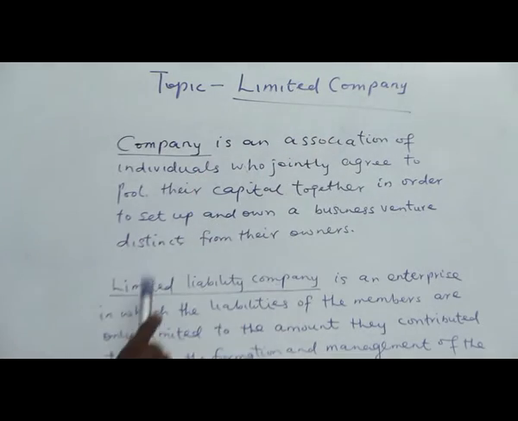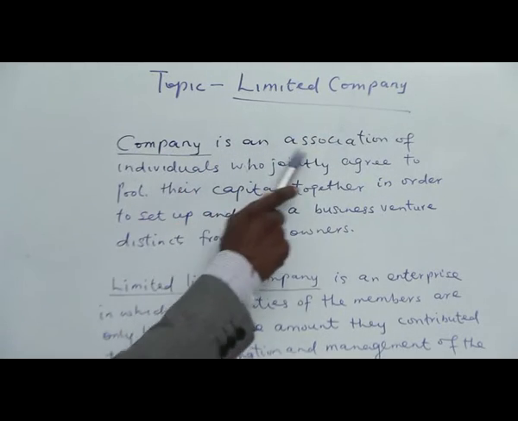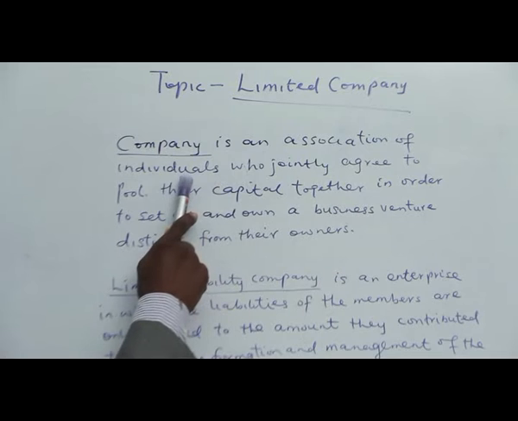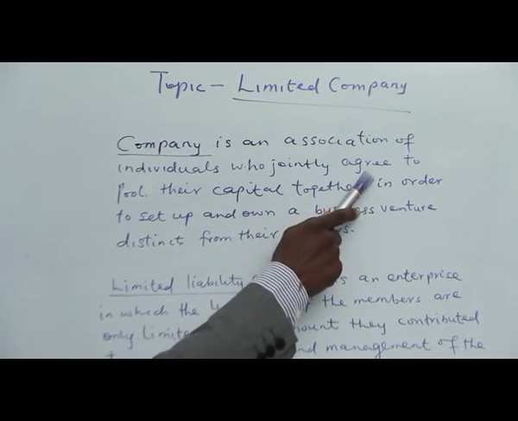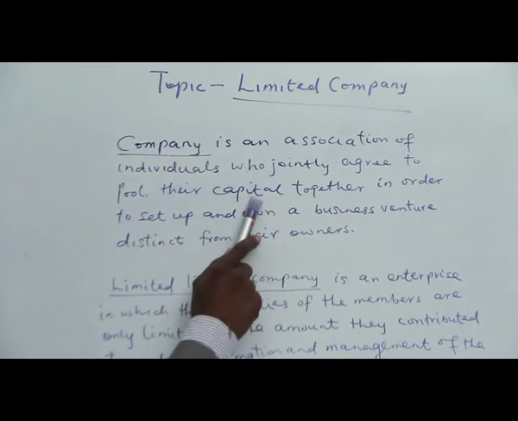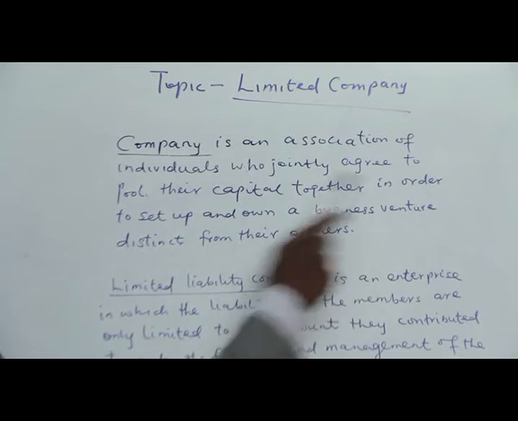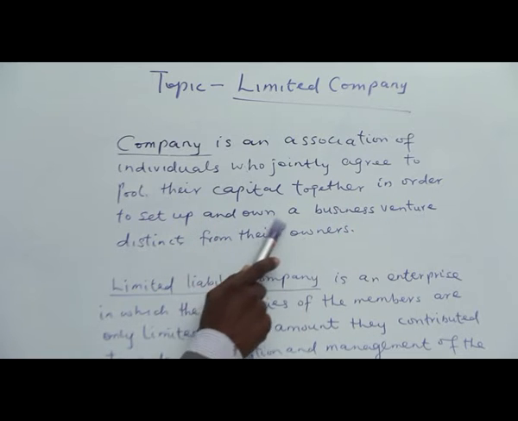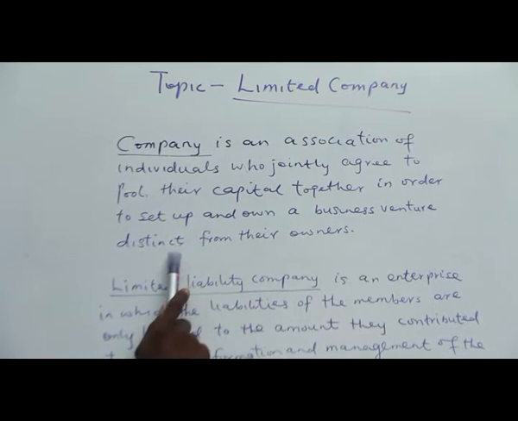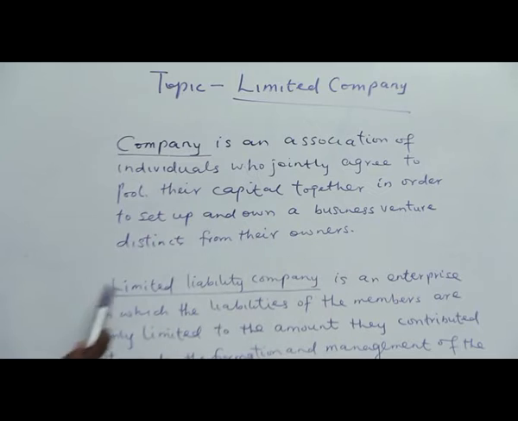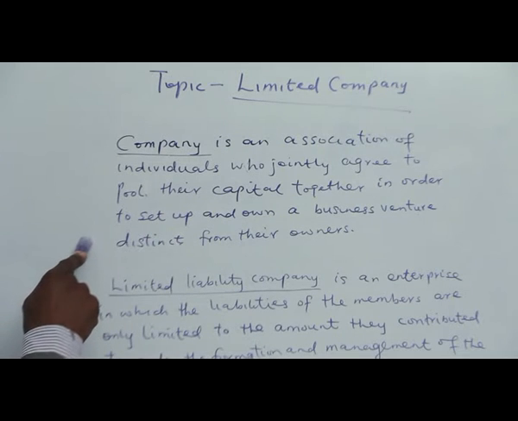Company is an association of individuals who jointly agree to pool their capital together in order to set up and own a business venture distinct from their owners. A company is different from a firm. Examples of a firm are private sole proprietorship and partnership business.